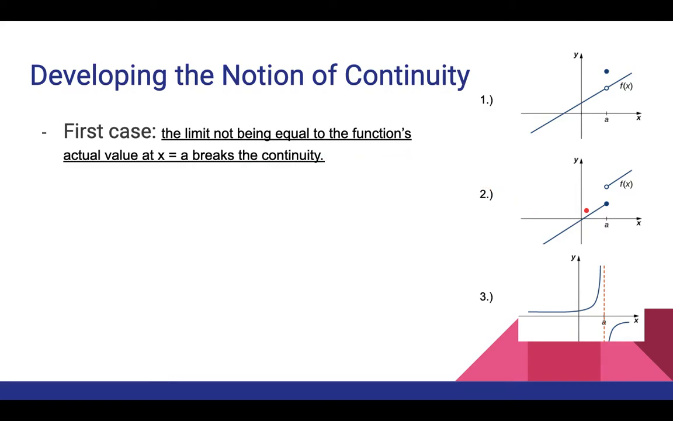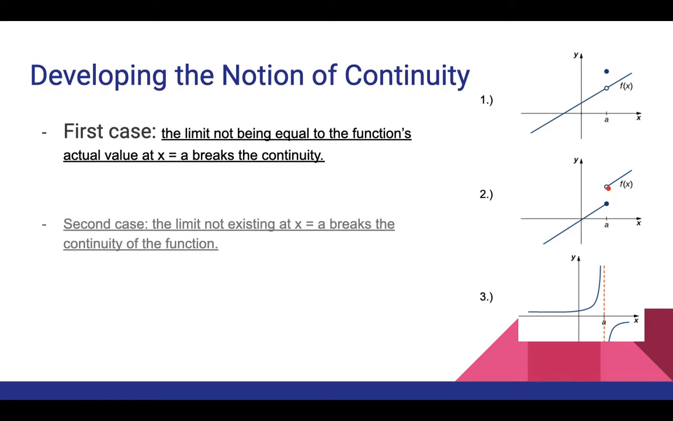If we look at our second case here, okay, we see that our function value does exist, but there's a break right here with this jump discontinuity, specifically because our limit as x approaches a from the left side is not equal to the limit as x approaches a from the right side. We have different values. So we can say in the second case, the limit not existing at x equals a breaks the continuity of the function. Again, the limit does not exist because the limit from the left side does not equal the limit from the right side.